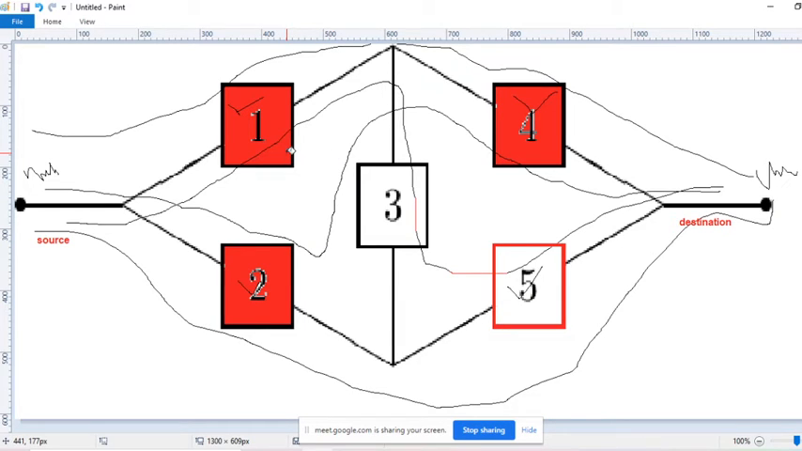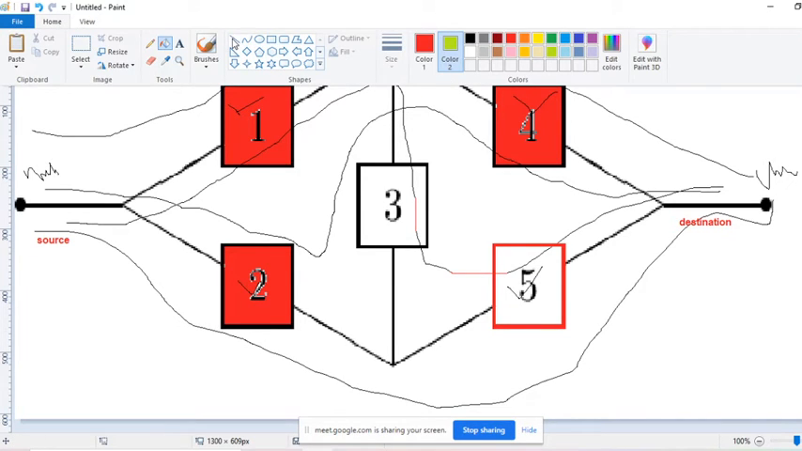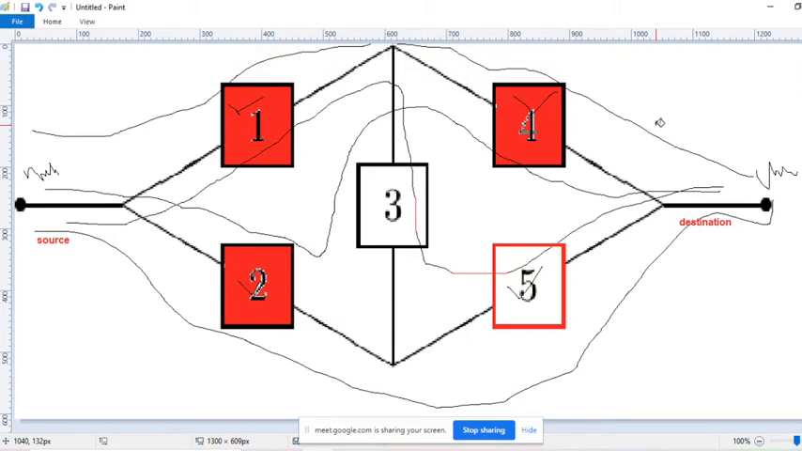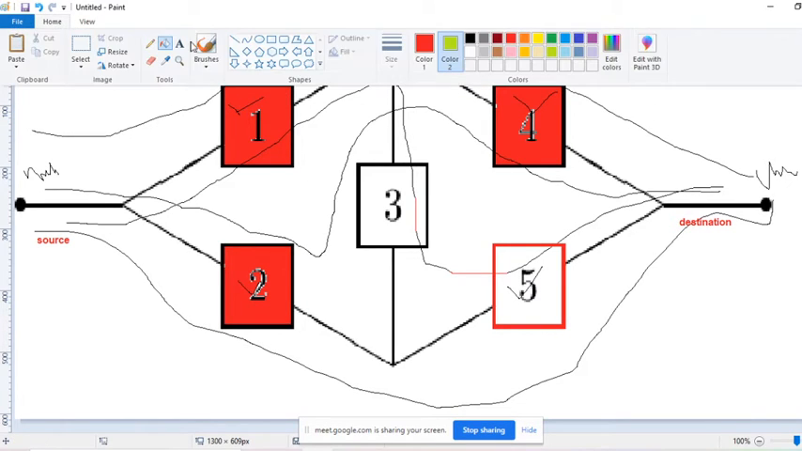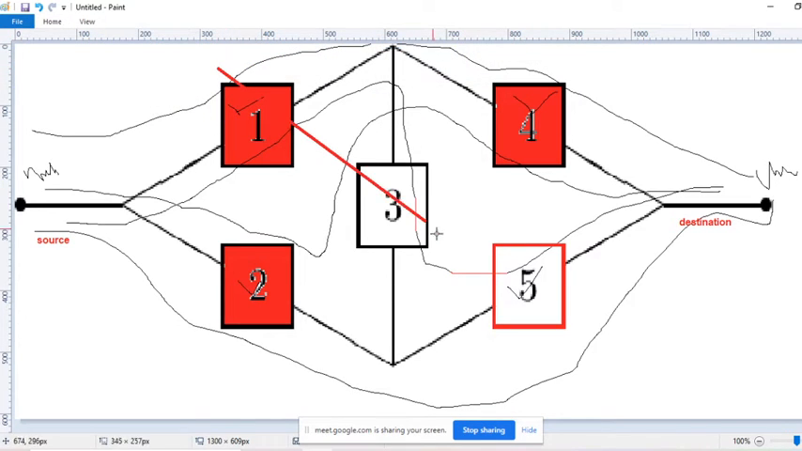So suppose that one is also failed, one of the components among the 3 components 1, 3 and 5. Then what happens? The signal cannot go through, the system is not working. Okay. What happens? The signal cannot go through any of the components and the system becomes failed.